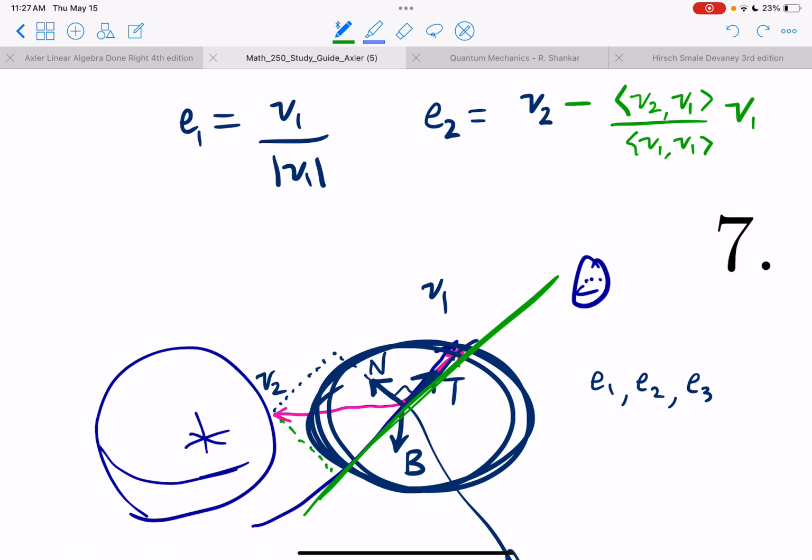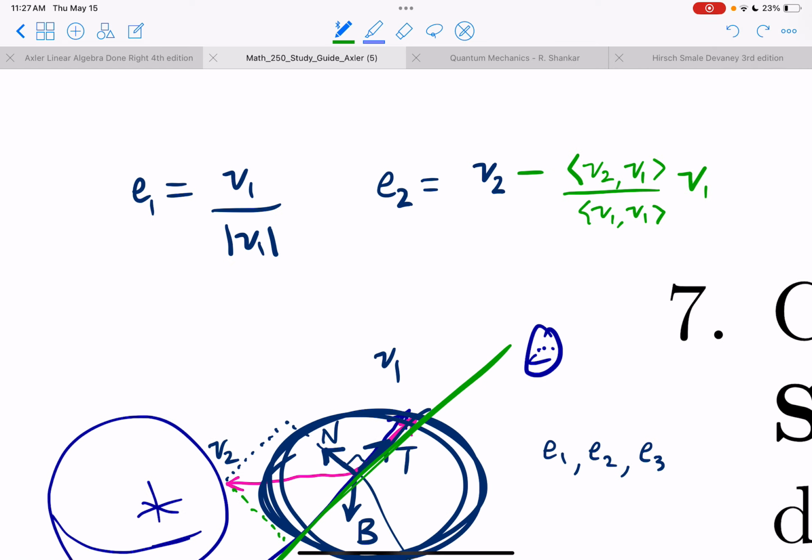Okay. Now, hold on a second. I'm a little bit worried, though, because of this V2, V1 or V1, V2. Because if we're in a complex space, we're not in a complex space here. We're in a real space. But if we were in a complex space, we want the formula to be correct.